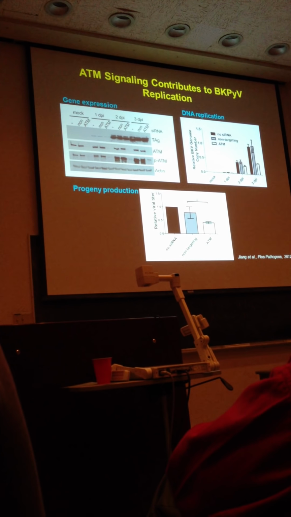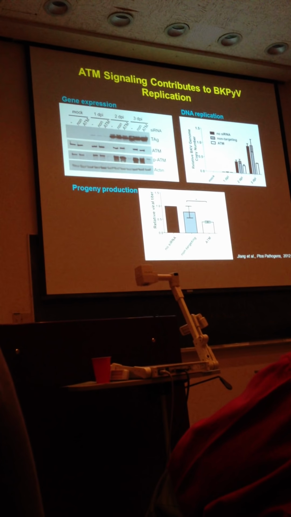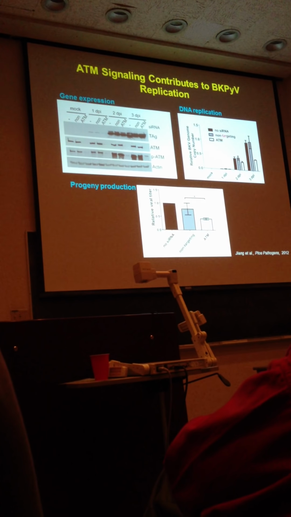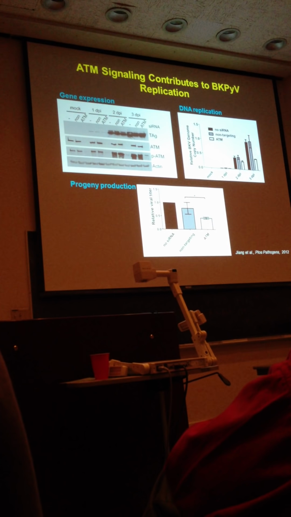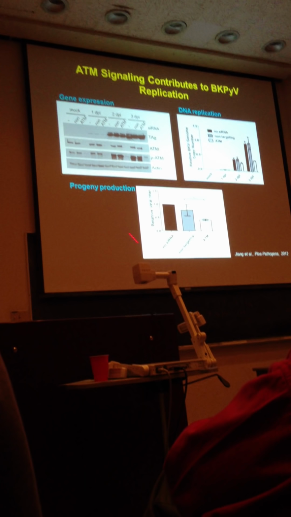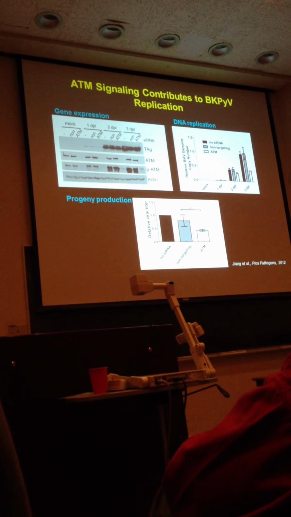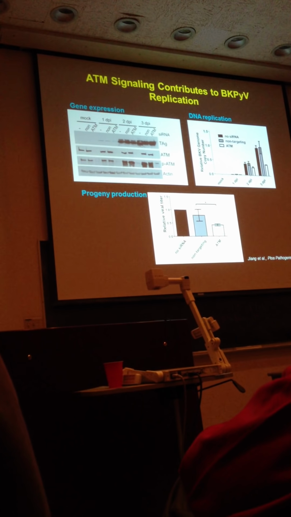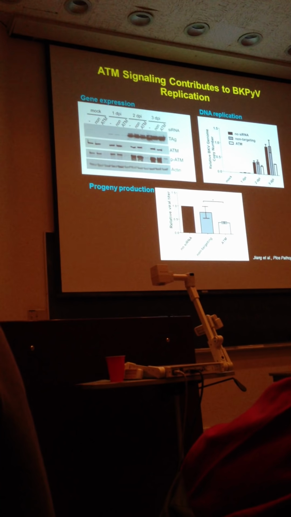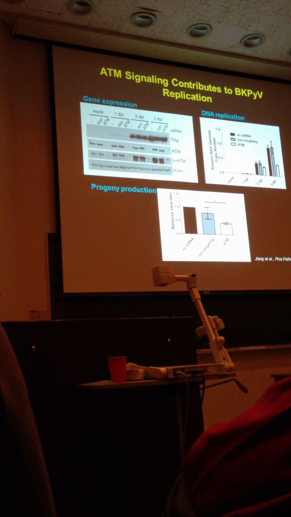However, we then start to detect defects in viral DNA replication at 2 days post-infection. You can see that in the ATM knockdown cells, there's about a 50% decrease in viral DNA replication, and correspondingly, about a 50% decrease in progeny production. So this suggests to us that the activation, or at least the presence of ATM, is important for an optimal level of viral DNA replication.